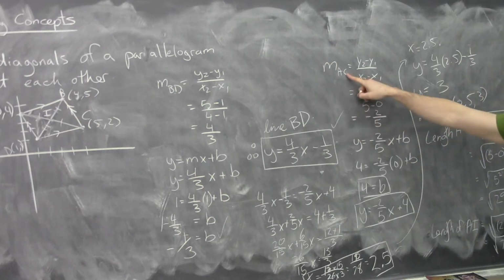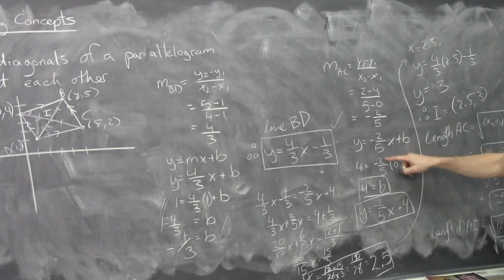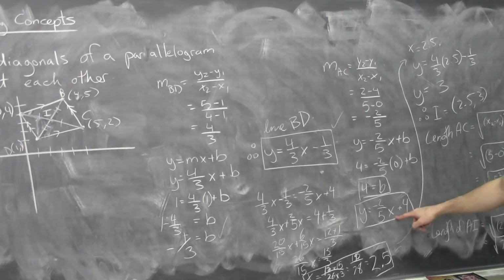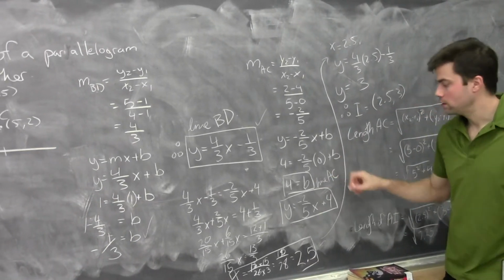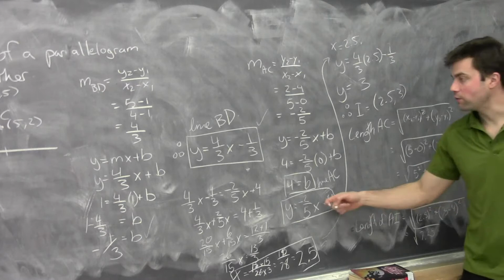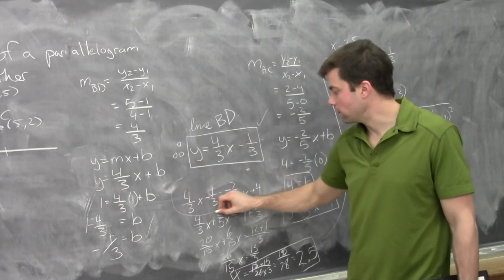So I find the slope of AC using our slope formula. I plug in the slope to the equation of a line, solve for b, and find my equation for line AC. So this is line AC. Okay, once I have those two equations, here and here, I can set them equal. That's what I'm doing right here.